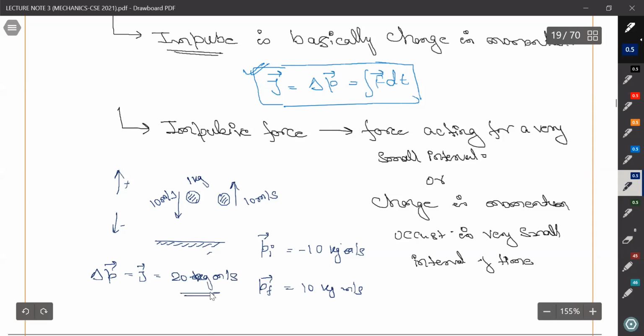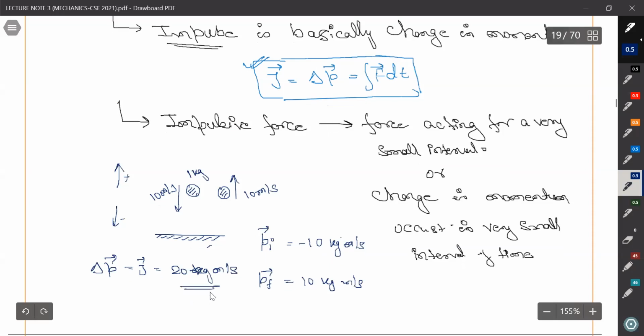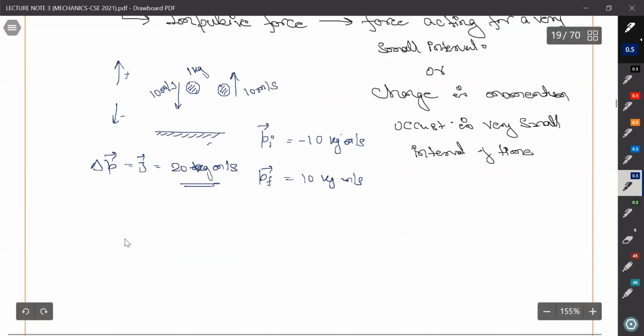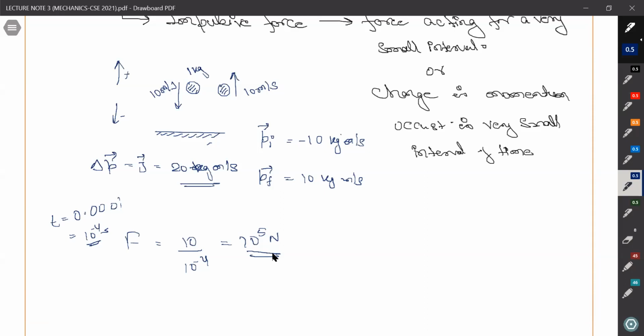So 20 kg meter per second impulse is not very large, but what we can do, if we find the force and we restrict that the time for which it impacted the ground for the collision is very less, for example 10 to power minus 4 second. What is the force? 20 upon 10 to power minus 4, so it will become 2 times 10 to power 5 newtons. Now it's a very large force, and this is the impulsive force which we are talking about.